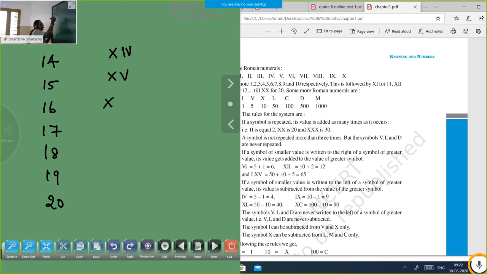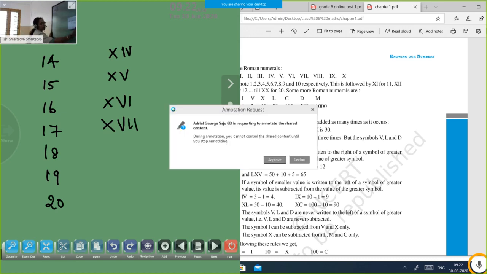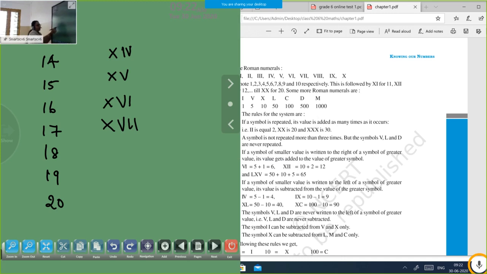Next 10 plus 6, 16. 10 plus 7, 17. Then 10 plus 8, 18. Finish. Then we cannot write again I. Only 3 times we can repeat the number. 10 plus 9. 9 is what? 9. So 19. 10 plus 10, 20. So like this we are writing.